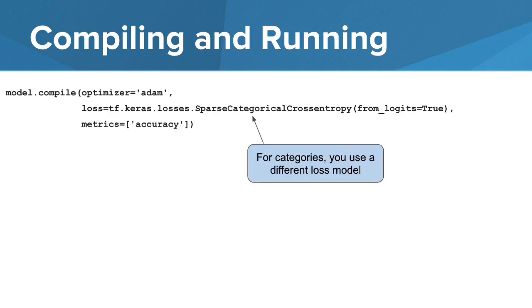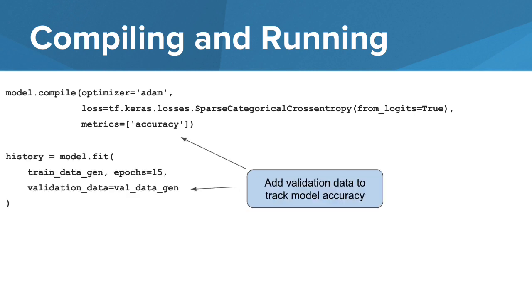The compile statement looks similar, but now you'll use sparse categorical cross-entropy for the loss model, as it fits categories better. You'll also add a metric component to capture the accuracy of the model. When teamed up with a set of validation data, you can capture a metric to show how well the model performs. The validation data are additional images not used in training the model. These images are run through the model to test how well the model predicts and can be a good indication of model accuracy for predicting new images.